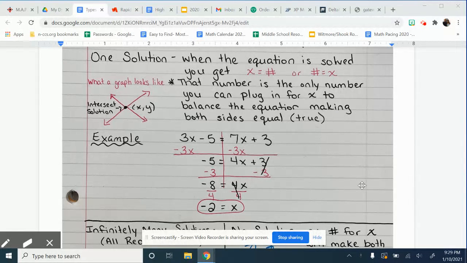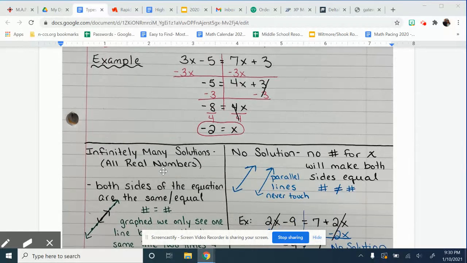So here's an example. 3x minus 5 equals 7x plus 3. When we subtract 3x on both sides, we get negative 5 equals 4x plus 3. We're going to subtract 3 to undo that addition and combine like terms. We have negative 8 equals 4x. To undo 4 times x, we're going to divide by 4, and we get negative 2 equals x. Now, this is the only answer that makes this equation true. When there is one solution in an equation, the graph looks like this. They have one intersection point.